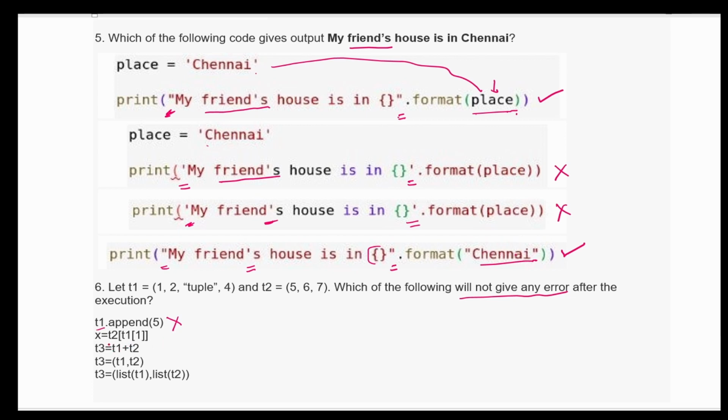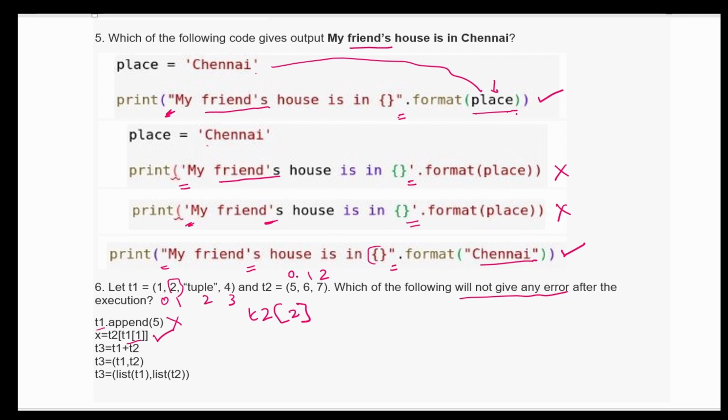Now, if you take T2 of T1 of 1, so here T1 is here, 0, 1, 2, 3. These are the indexes. T1 of 1 means this 2. So you will have T2 of 2. That is, this 2 will come here. So T2 of 2 is, T2 is here. This is 0, 1, 2. The element 2 exists, so there will not be any error. So this is correct. Here T3 is equal to T1 plus 2 plus T2.